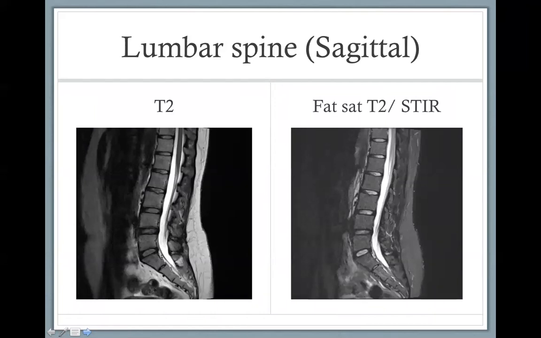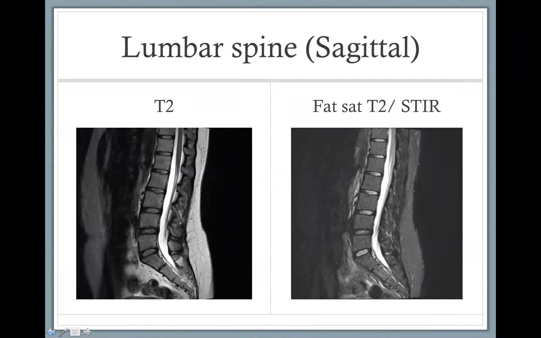Sometimes we need to suppress the fat. This allows us to identify edema because both fat and edema can appear bright or high signal on T2 in particular. So we suppress the signal of fat.